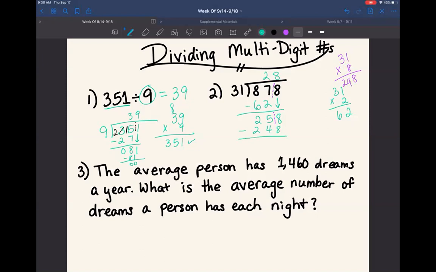So 8 minus 0 is 8. 8 minus 8, 0. 5 minus 4, 1. And then 2 minus 2 is just what? 0. So, am I done? No. No, what do I do next?